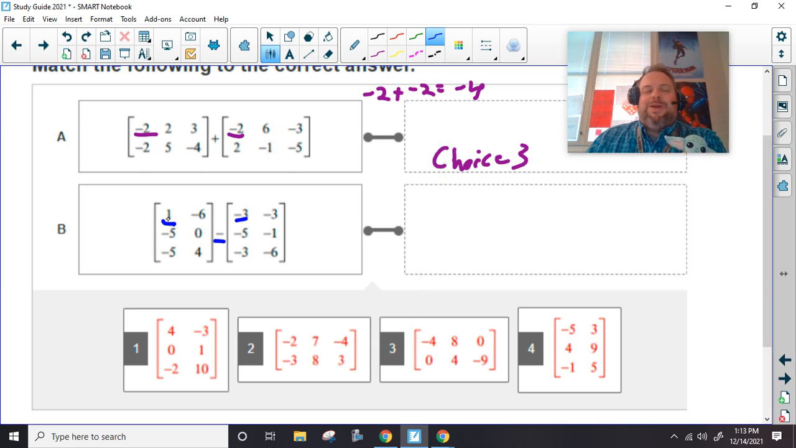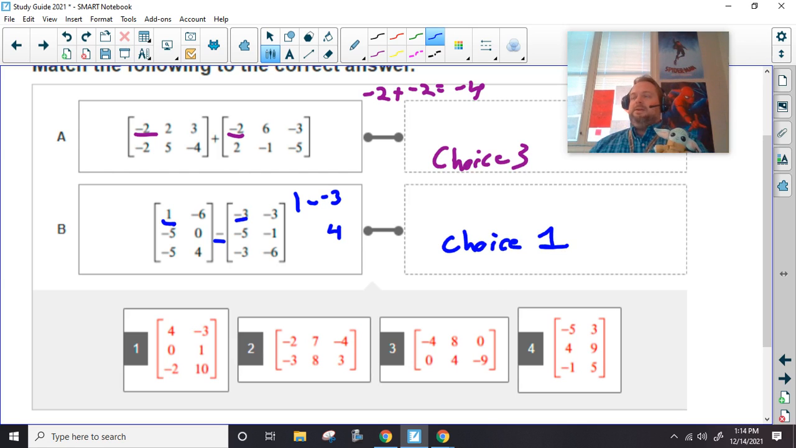So right here we have 1 minus -3. All right. 1 minus -3 is also 4. So I wonder, this is a 3-row by 2-column. So it's between 1 and 4. This one's going to be choice 1. Okay. This matches with B. This matches with A.